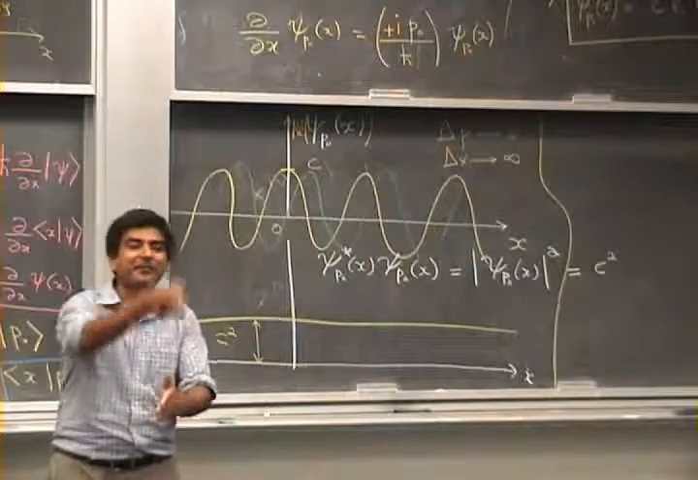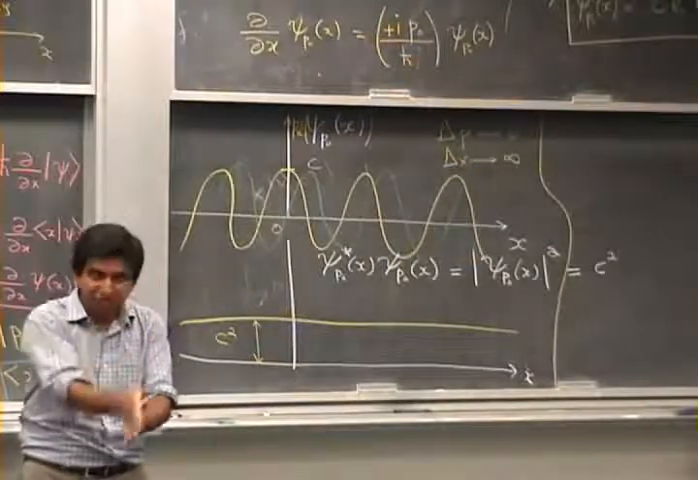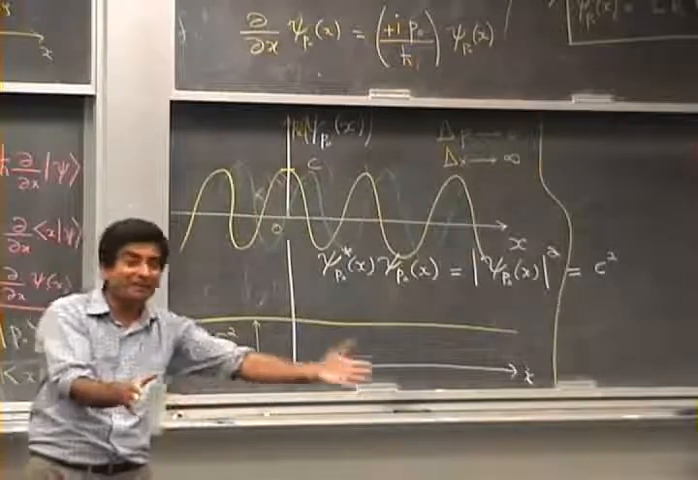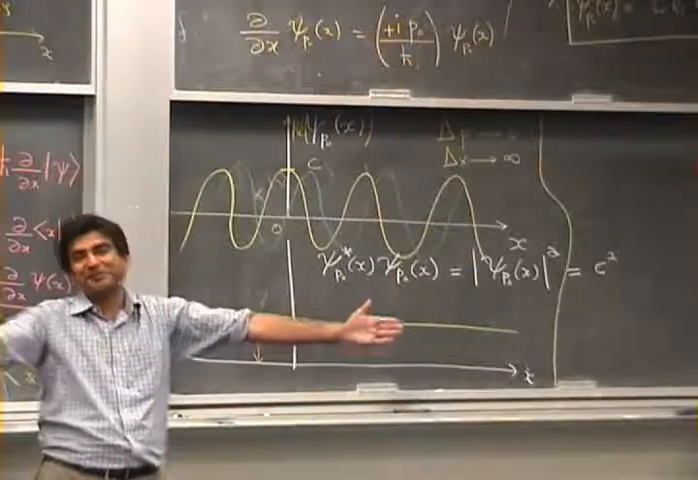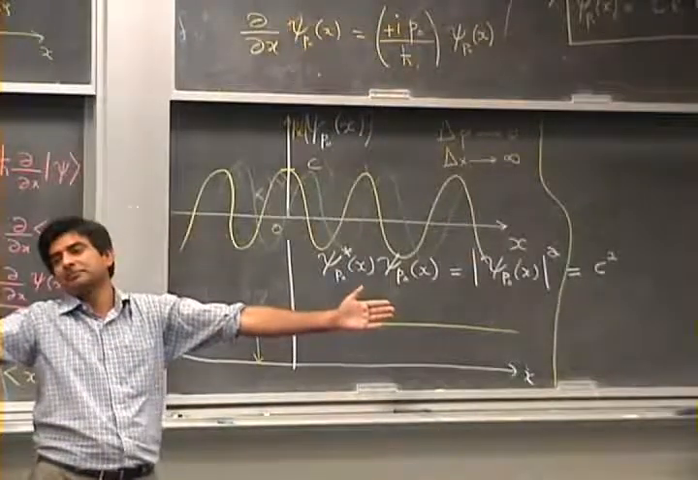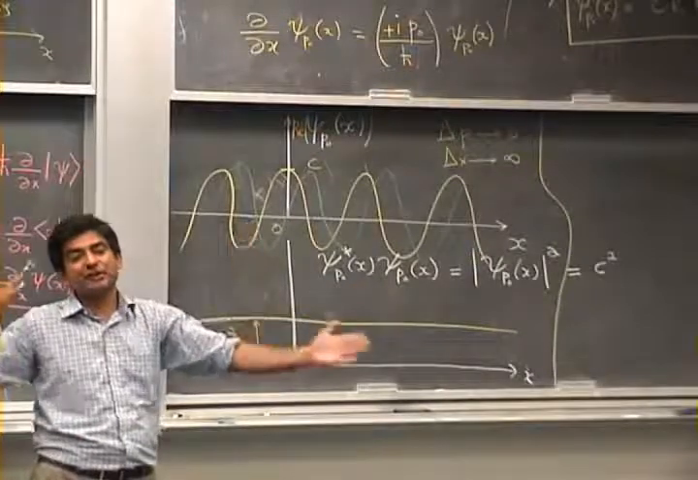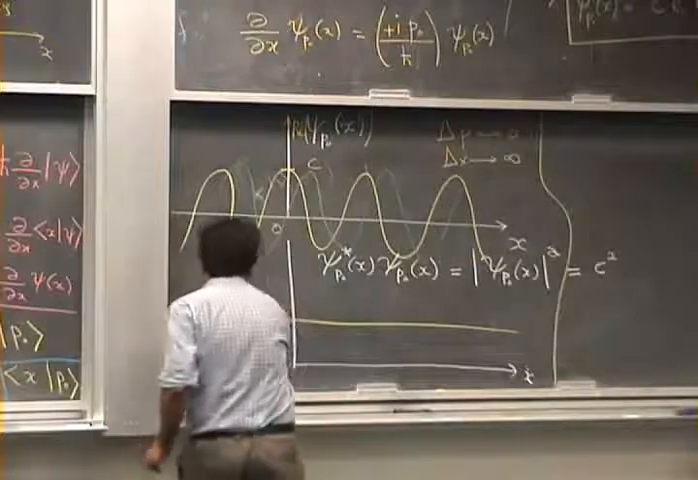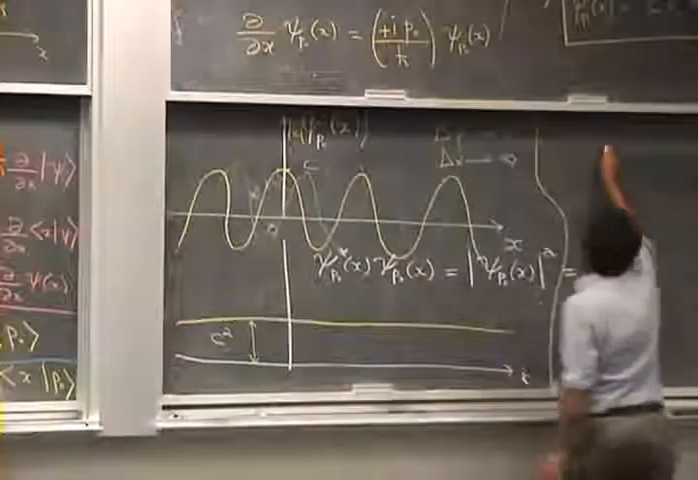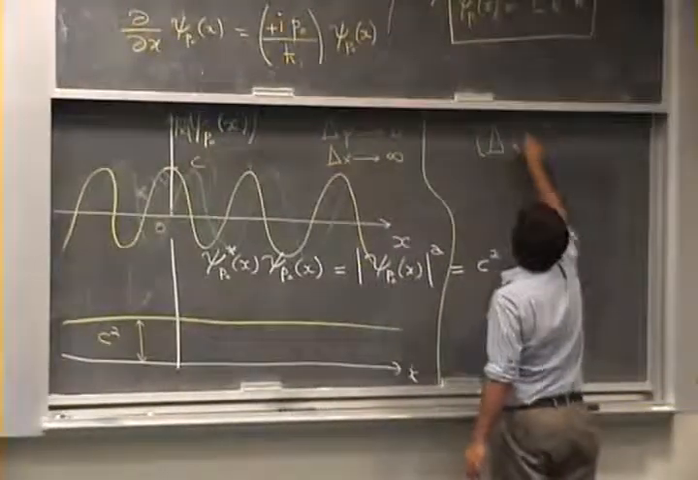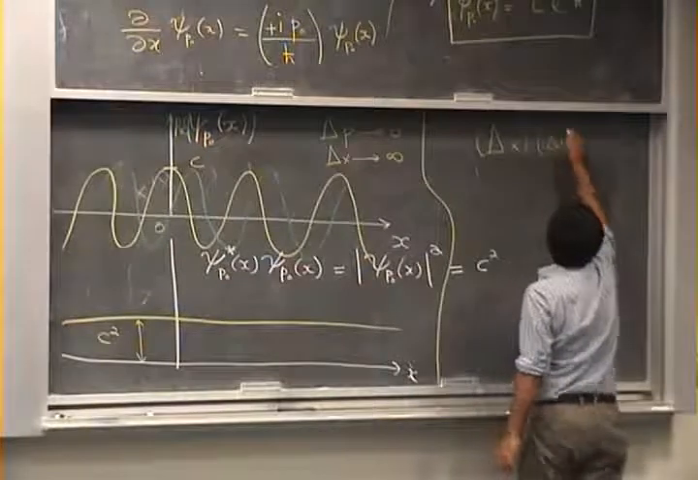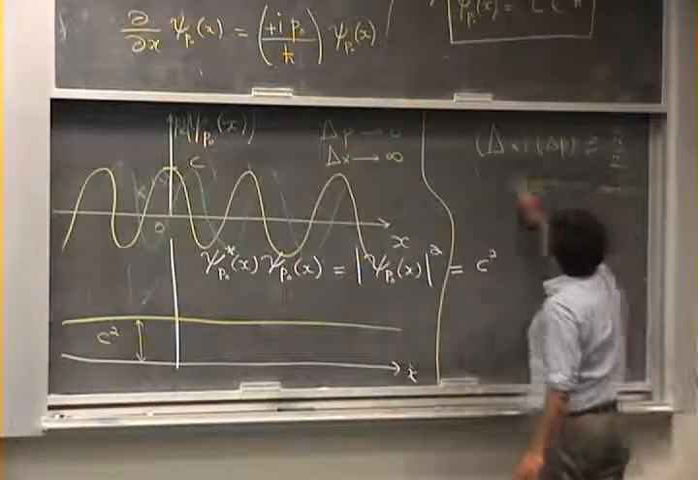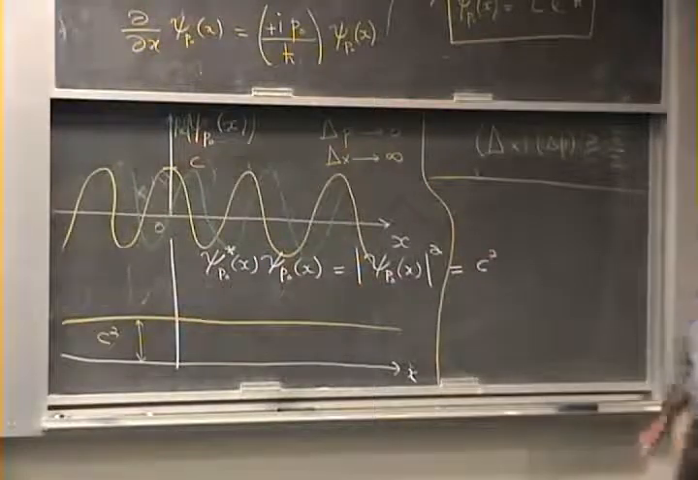Likewise, if I measure the position first, I get x naught. And then if I measure the momentum, there are infinite possibilities of momentum. x and p are conjugate variables. And we know from the uncertainty principle that delta x multiplied by delta p has to be greater than or equal to h bar over 2. We saw this in the previous lecture.